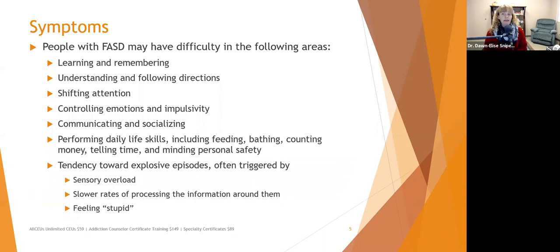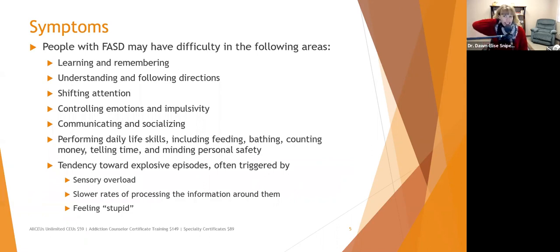People with FASD may have difficulty understanding and following directions, especially complex directions. They definitely have difficulty shifting attention. They get this laser focus, and then it's time to go. It's time to do something else, and they have difficulty transitioning. They may have difficulty controlling emotions and may be impulsive. They have difficulty communicating and socializing. They have a lot of difficulty, for some reason, interpreting nonverbal behaviors, and they typically interpret nonverbal behaviors as being more intimate than they may actually be.